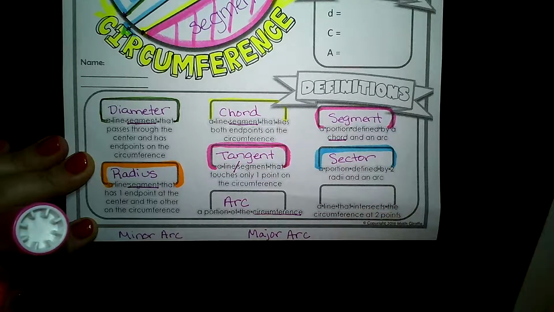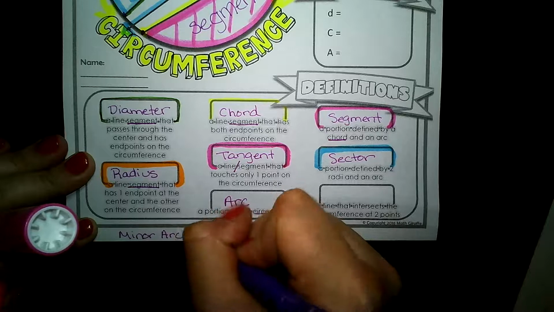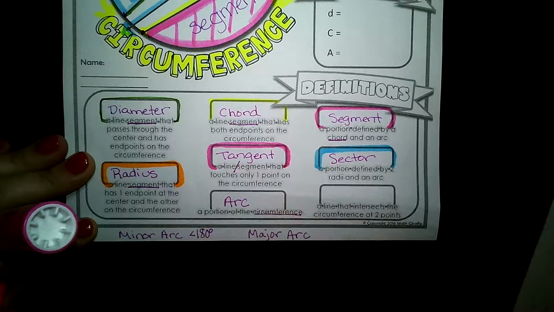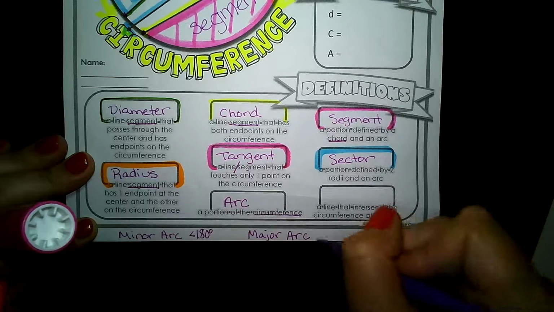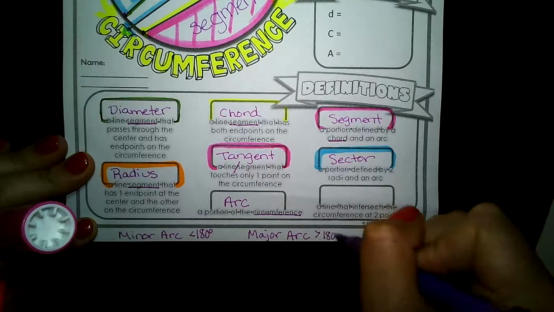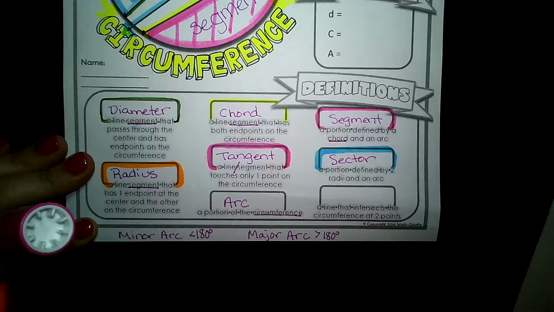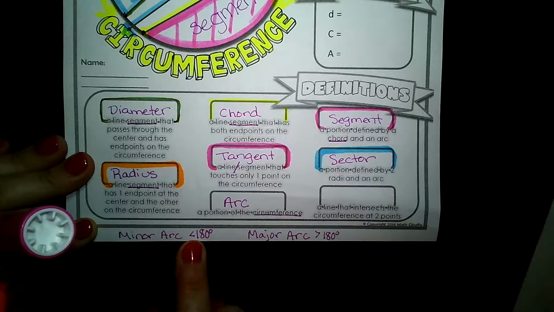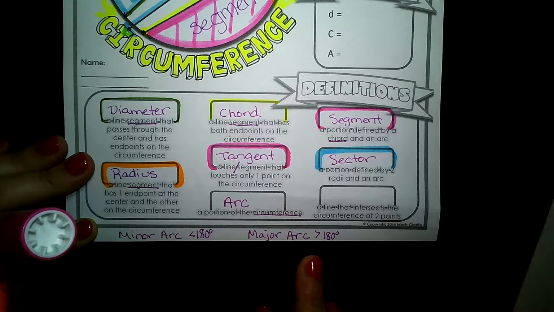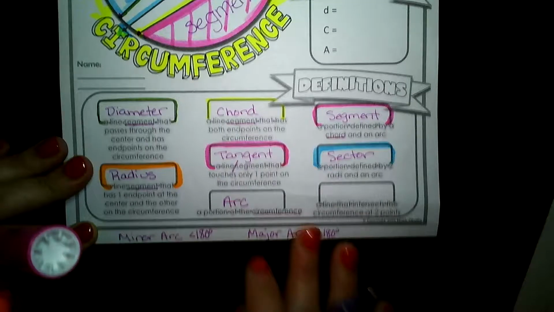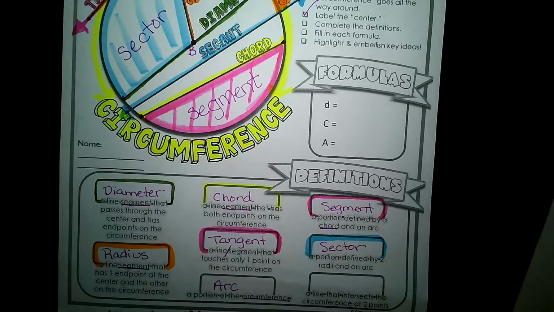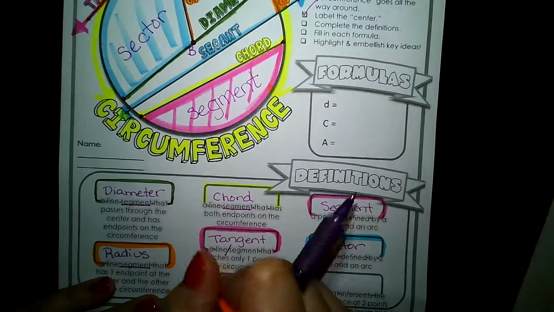A minor arc versus a major arc. Minor means small, major means large. A minor arc is less than 180 degrees. A major arc is more than 180 degrees. So if you hear that adjective added on, minor versus major, we're talking about something smaller than half the circle versus something larger than half the circle. We did arc in orange.